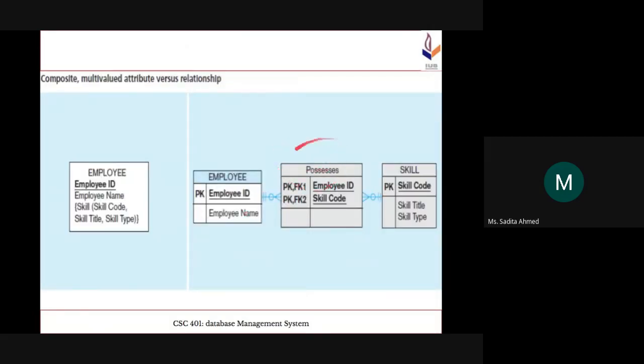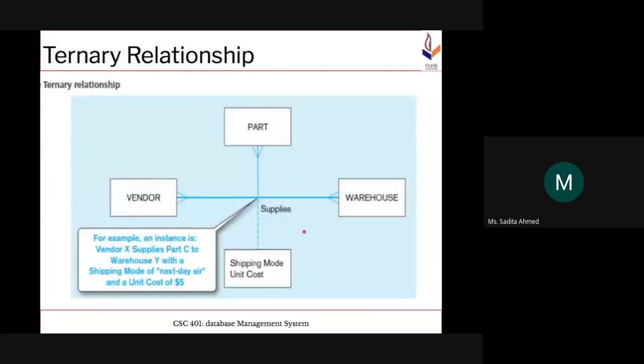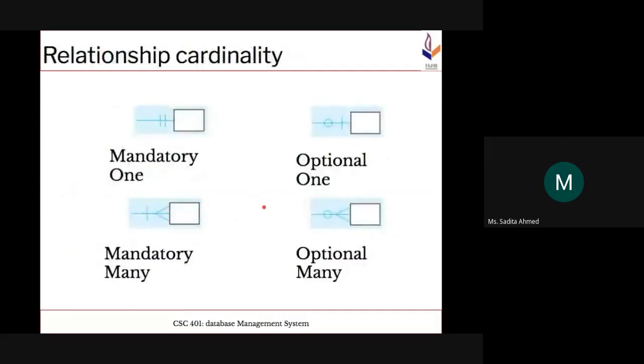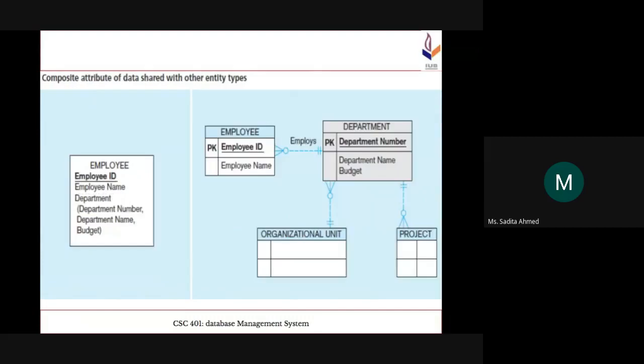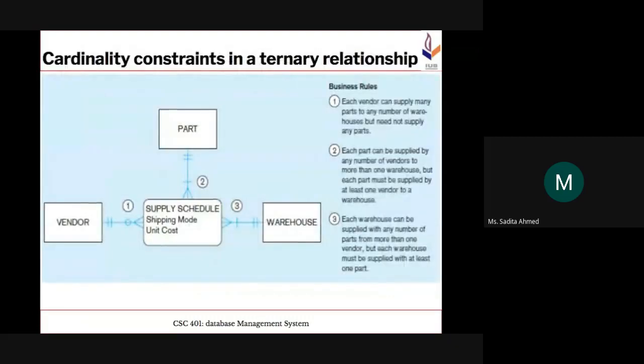Just like here, remember that we created this possesses entity for the relationship between employee and skill. The relationship between employee and skill, we represent it as an entity here, right? If we do this same thing for this ternary relationship, create a separate entity for supplies, then the cardinalities become a lot clearer. That is, the participation becomes a lot clearer.